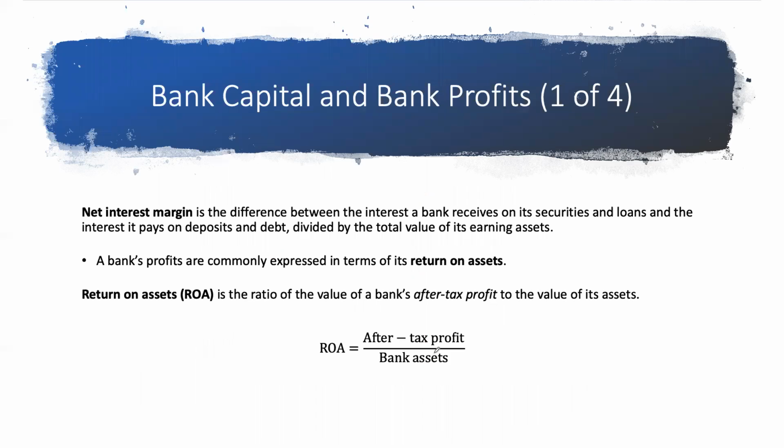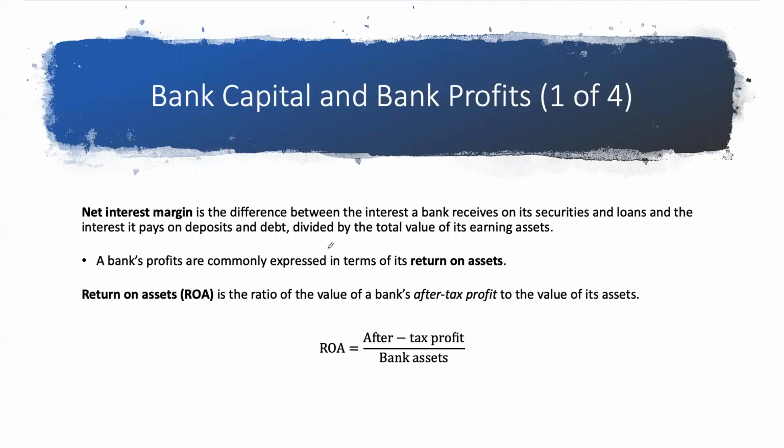So how is a bank profitable, right? How is a commercial bank profitable? And the primary measure of profitability for a commercial bank is what we call net interest margin. So net interest margin is the difference between what the bank receives on its securities and loans, what it earns on its assets, and what it has to pay on deposits and debt.